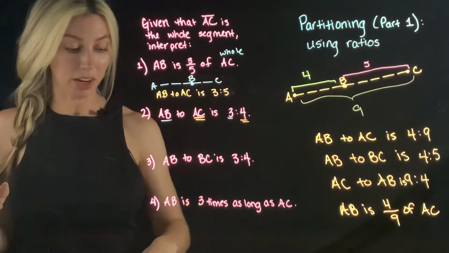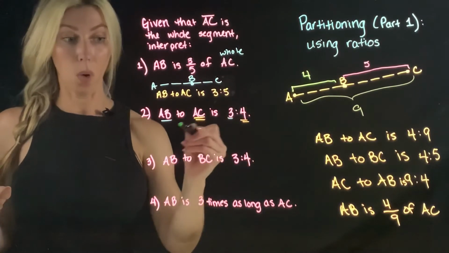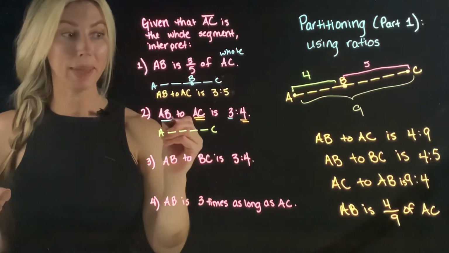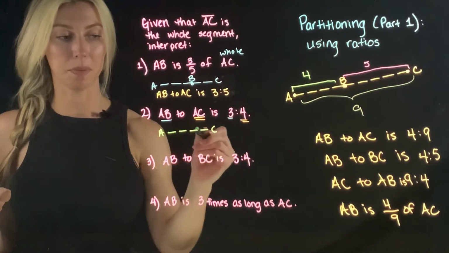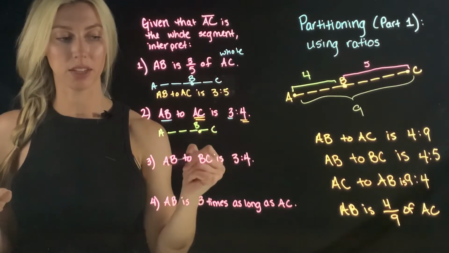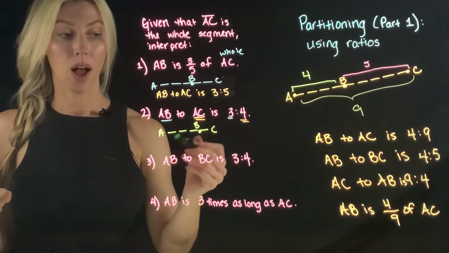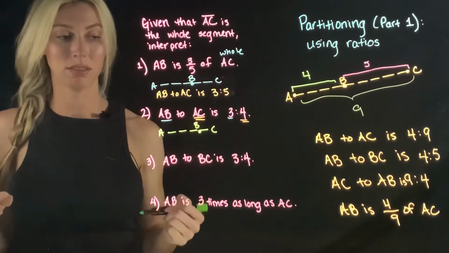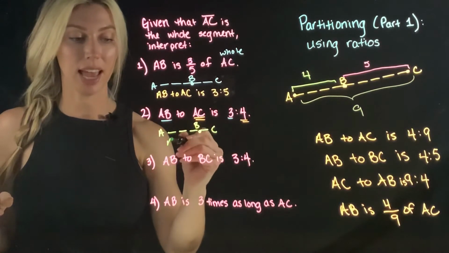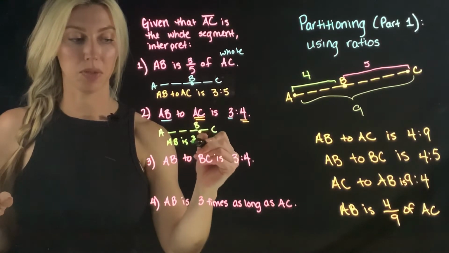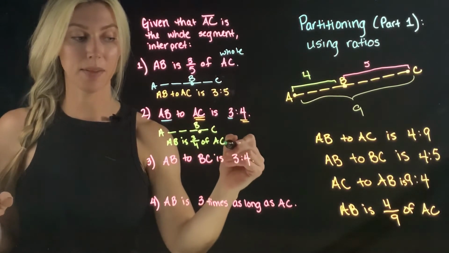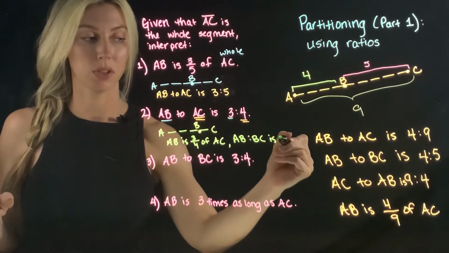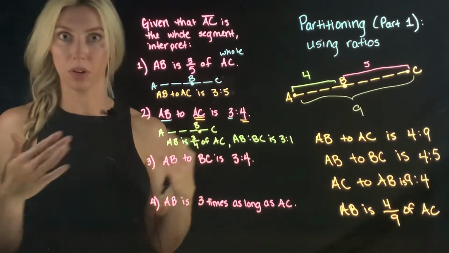So if I was to draw a diagram to help you understand that, the whole thing is going to be 4 sections from A to C. And we know that B is going to be 3 of those sections. So from A to B, it's going to be 3 sections. So I could list another ratio. I could say AB to BC is 3-to-1. I could even say that AB is 3/4 of AC. I could say, like I just said, AB to BC is 3-to-1. So there's a lot of different ways that you can work with that.